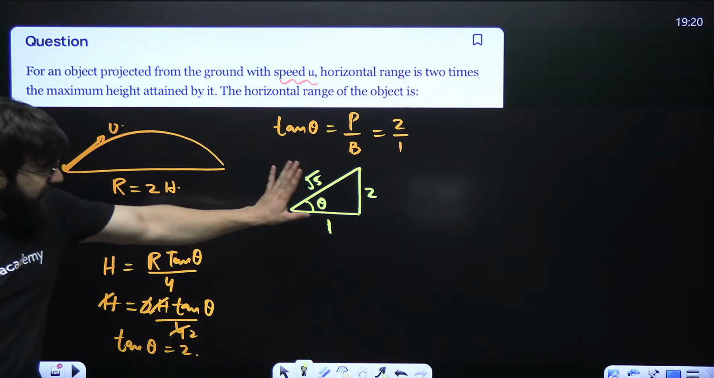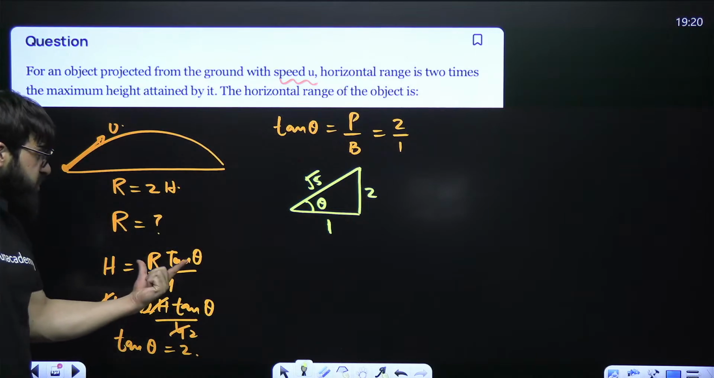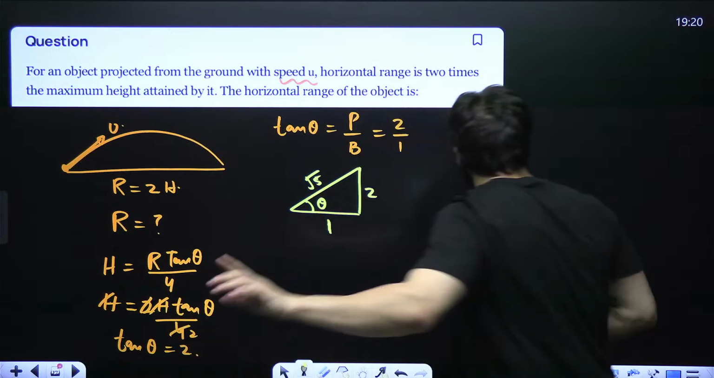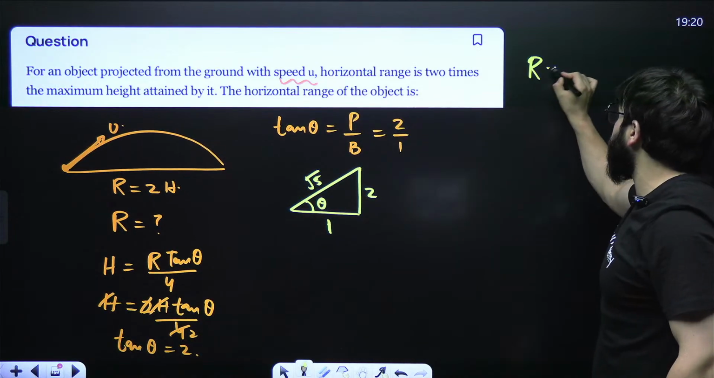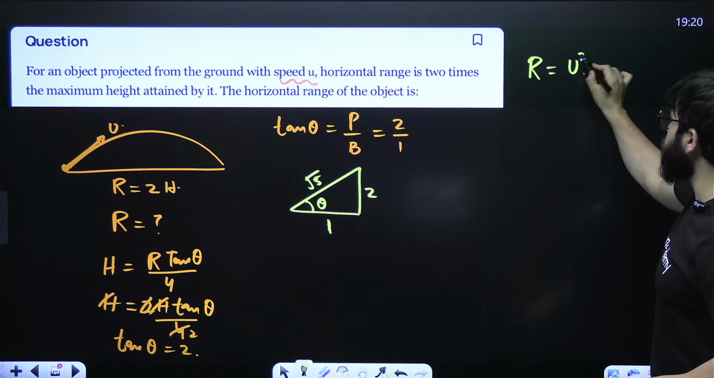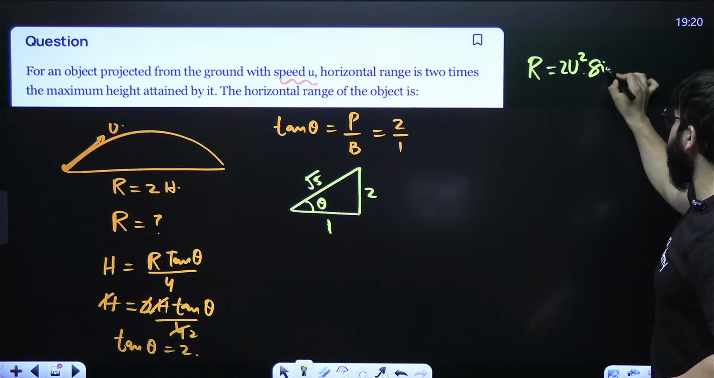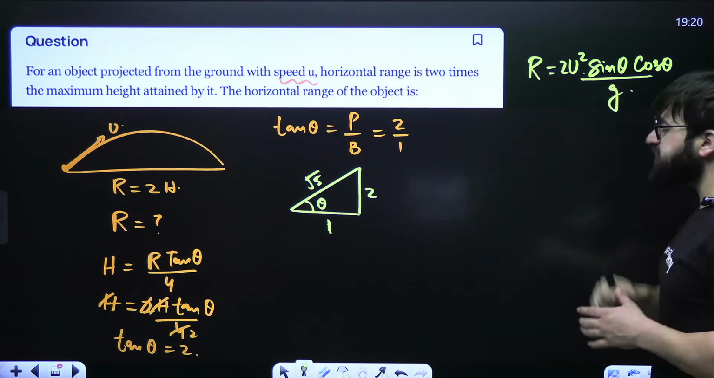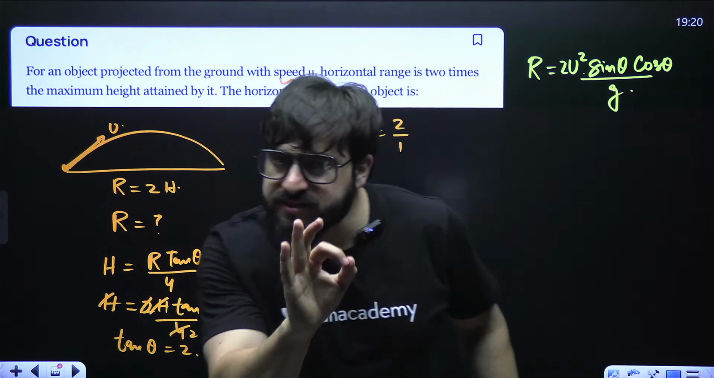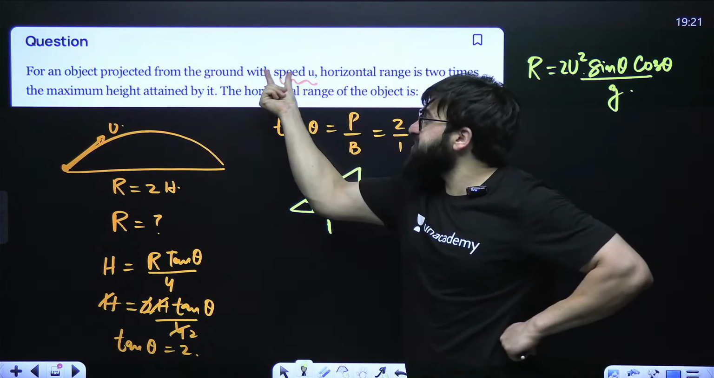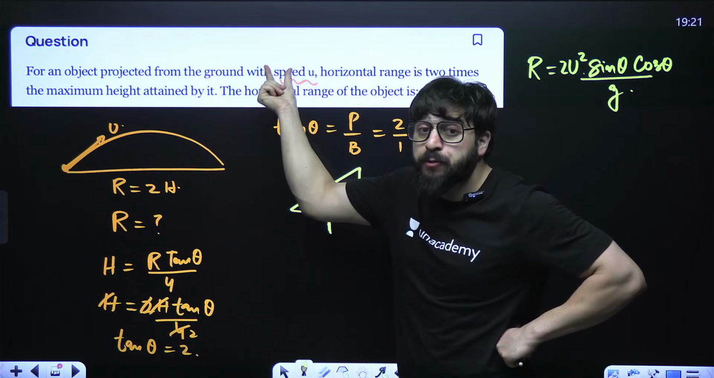Now, guys, we have to find the range. What is the actual formula of range? The formula of range is R is equal to 2u square sine of theta cos of theta divided by g. This is the formula of range. Guys, see. We know the value of u. It is saying that we have launched the projectile with speed u.